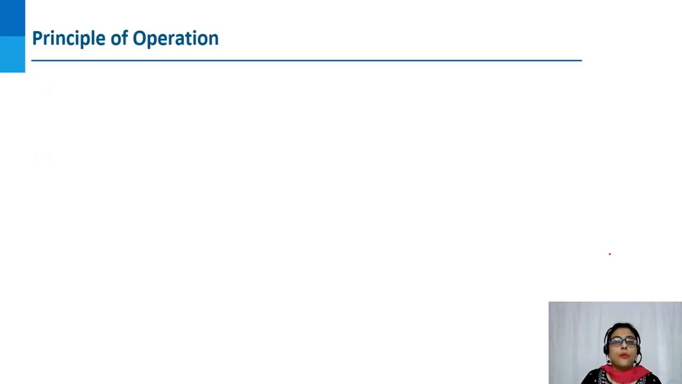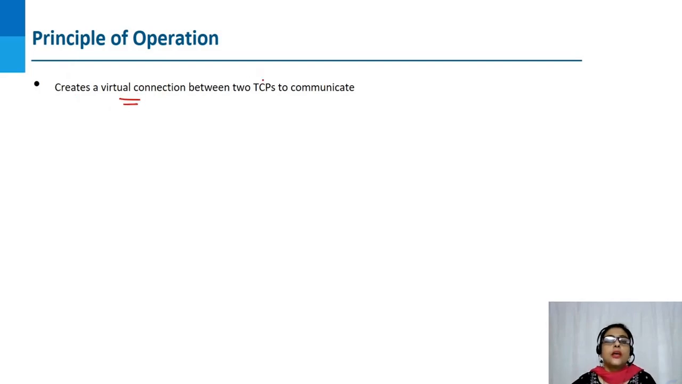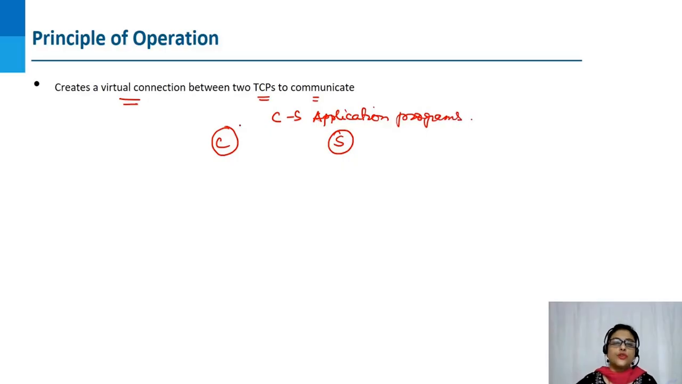What is the principle of operation of TCP? TCP basically creates a virtual connection between two TCPs to communicate. Let's say we have a client side and a server side. Mainly we are dealing with client-server application programs which are in execution. So these are known as the processes.